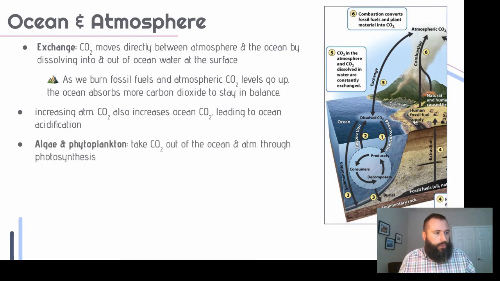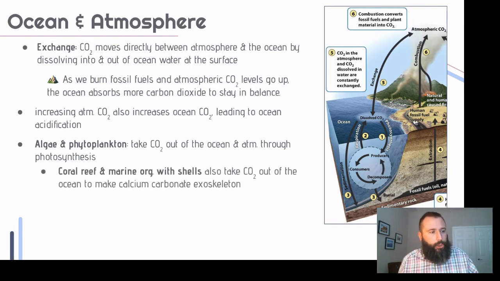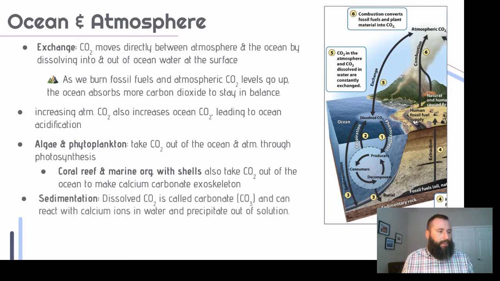Other organisms that use the carbonate that exists within the ocean are the photosynthetic algae and phytoplankton. They're taking in carbonate from the ocean and performing photosynthesis, producing glucose from it. Other organisms that use the carbonate that exists in our ocean are coral reefs. They have calcium carbonate shells or exoskeletons, right? Or really any marine organism that has those calcium carbonate shells is also using that carbonate to live and reproduce, right? Sedimentation is another process here that happens in the ocean.